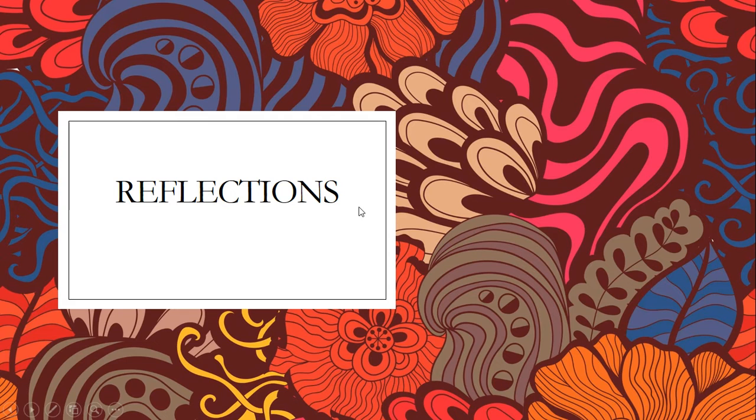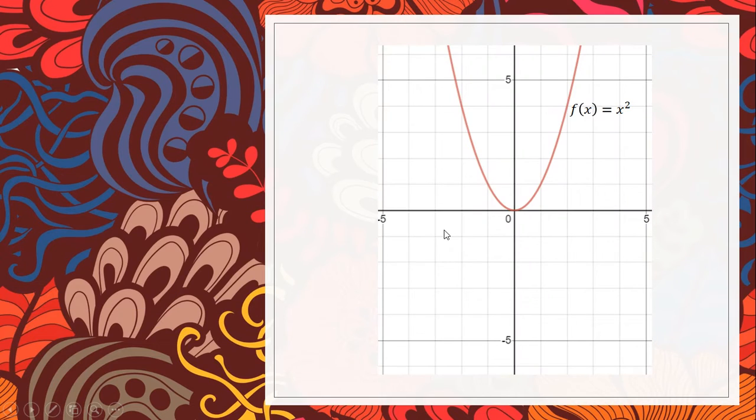So let's start with a reflection. A reflection of a function in the x-axis occurs when f of x becomes negative f of x. So let's have a look at an example. Here's our trusted friend, the quadratic function, where we have f of x equals x squared. If I reflect that in the x-axis, which is right here, it's going to look like that. And the function will change so that instead of being positive x squared, it will be negative x squared.